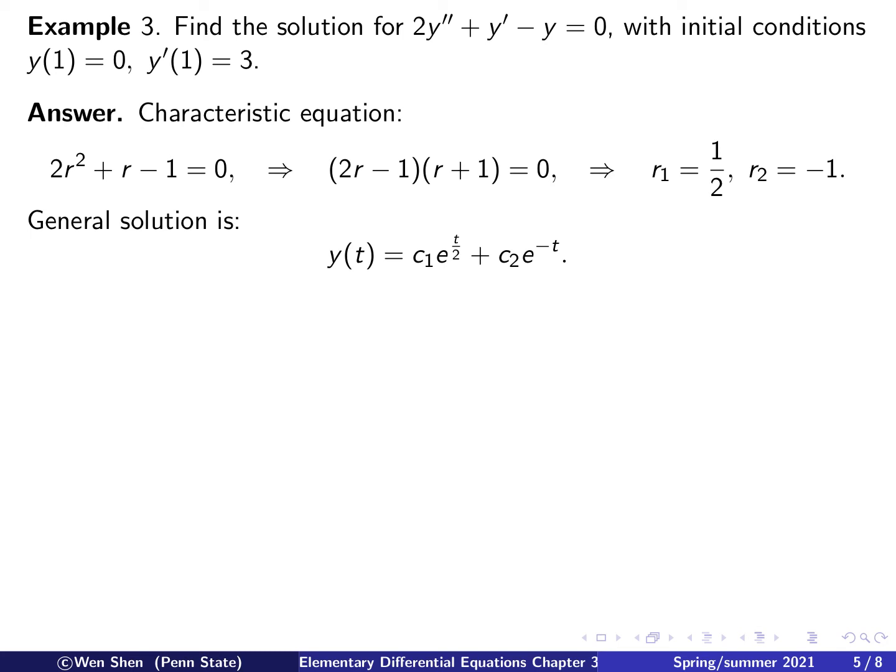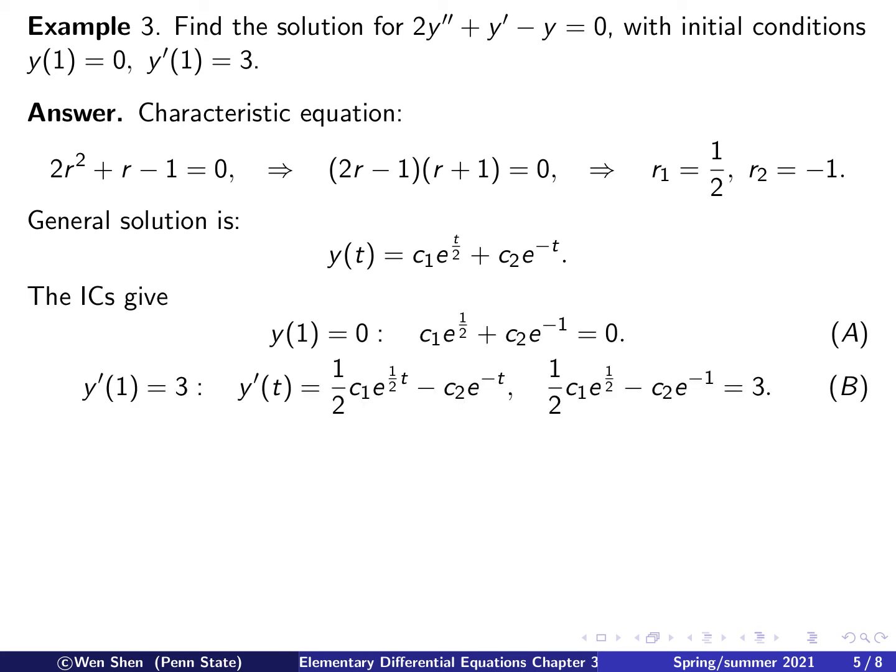Okay, put that in and we can have the general solution. So y(t) is c1 e to the half t plus c2 e to the -t, just putting in the r1 and r2 here in front of t. And now let's put in the initial condition to find the constants c1 and c2. So y(1) equals 0. So let's put t equals 1. So I have c1 e to the half plus c2 e to the -1 equals 0.